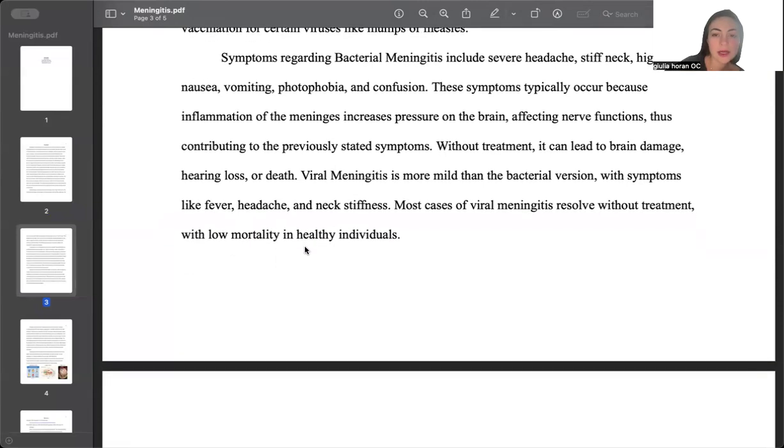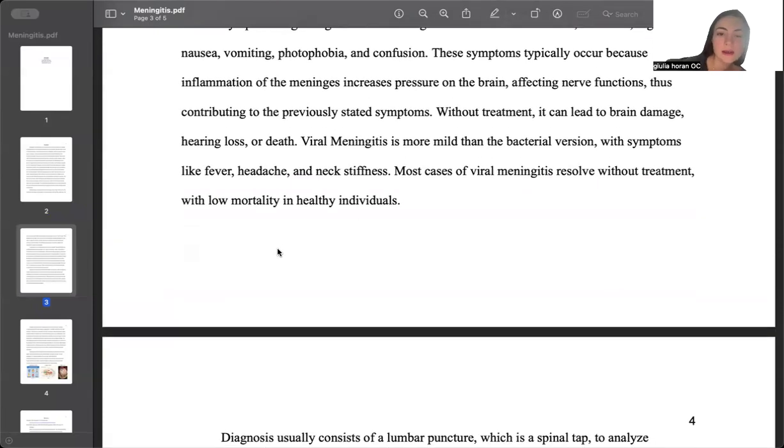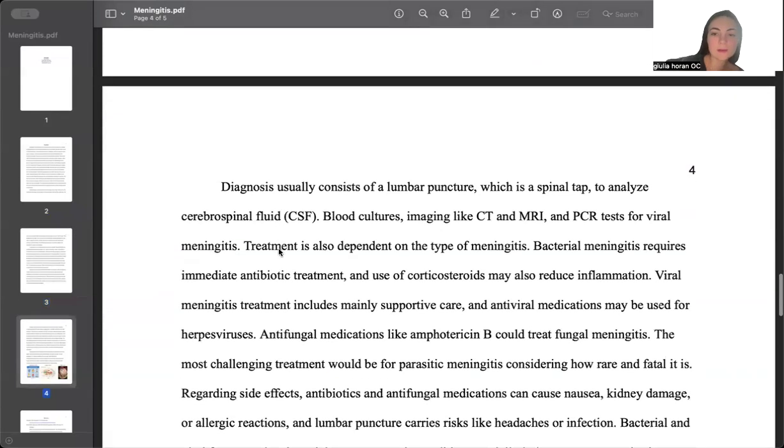Viral meningitis is more mild than the bacterial version, with symptoms like fever, headache, and neck stiffness. Most cases of viral meningitis resolve without treatment, with low mortality in healthy individuals.